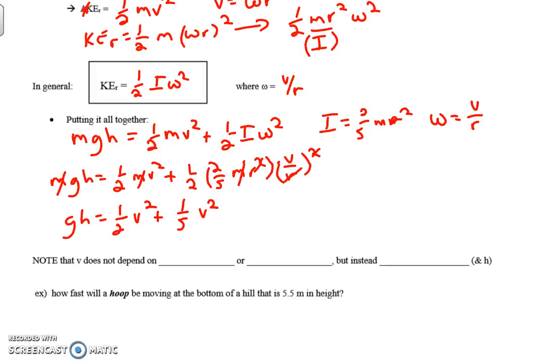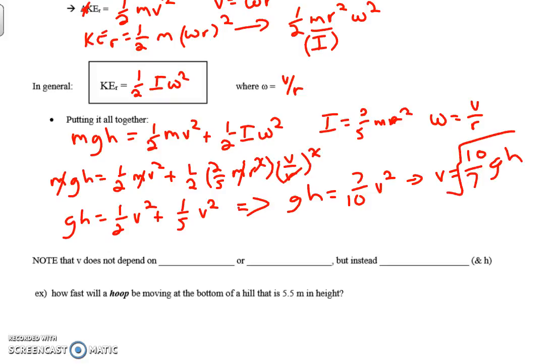Let's make sure I didn't make any silly mistakes there. I think I'm good. So let me add the two terms on the right. We have gh equals 1/2 plus 1/5. The common denominator is 10: 5/10 plus 2/10 is 7/10. So 7/10 v squared. And we solve for v. Bring the 10/7 over there, and we get radical 10/7 gh.